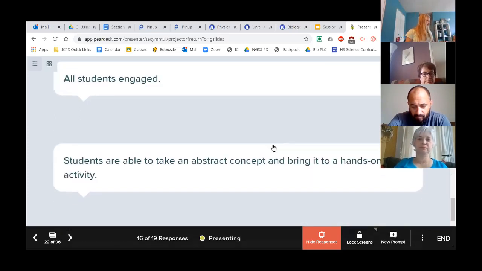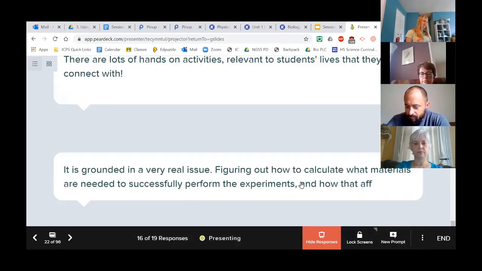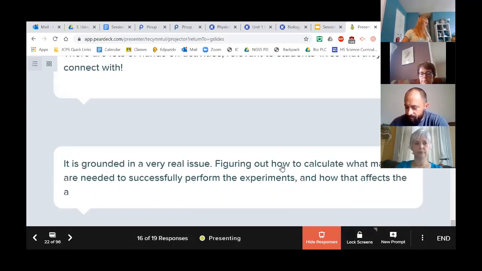All students are engaged. Students are able to make an abstract concept. There are lots of hands-on activities. Great. It's grounded in a very real issue.